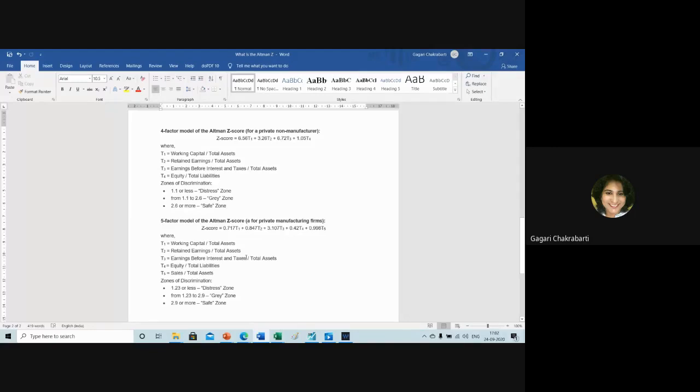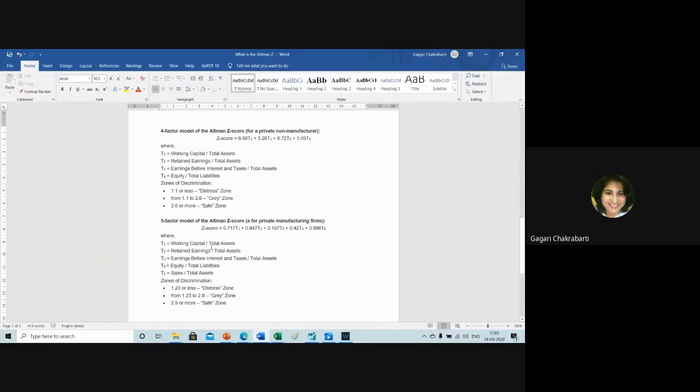So it gives you the profitability. Equity and total liability, that gives you the leverage. And sales by total assets, so some sort of asset turnover ratios. So these are the different health areas. So you can take the values.